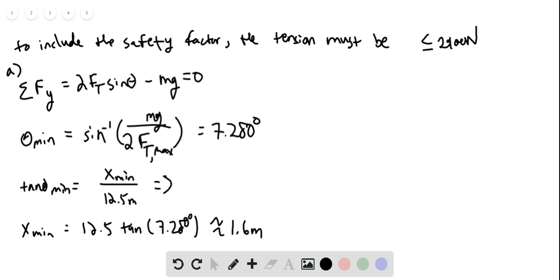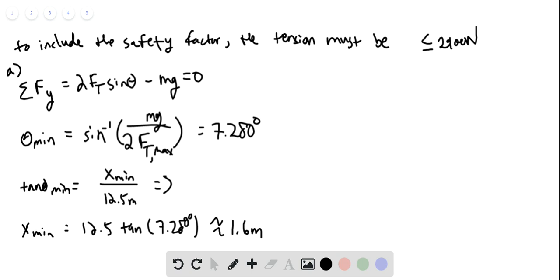So if we say tangent theta min is equal to x min over 12.5 meters, we can calculate the minimum distance needed for there to be a sag. And as we can see, we already calculated the minimum angle needed, so we can just plug that in, multiply by 12.5, and we find that the sag is going to be 1.6 meters. That's to say the minimum distance the rope must sag based off of the maximum force, 2,900, is going to be 1.6 meters.